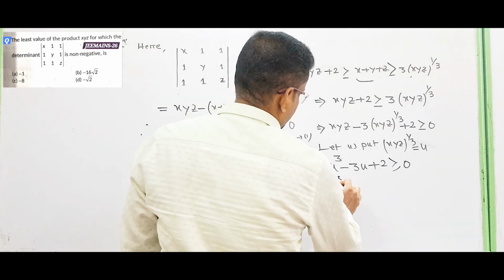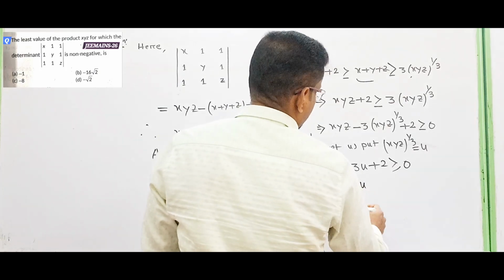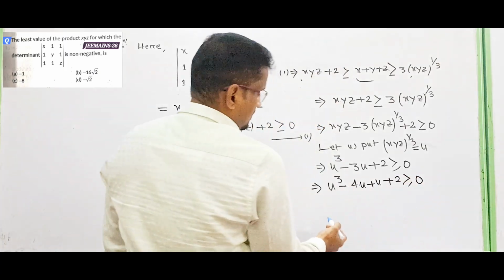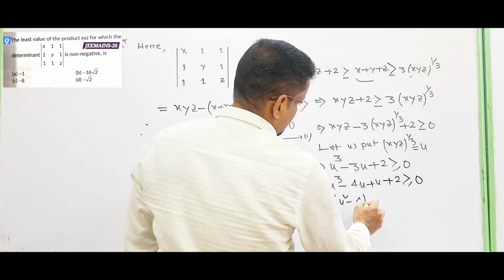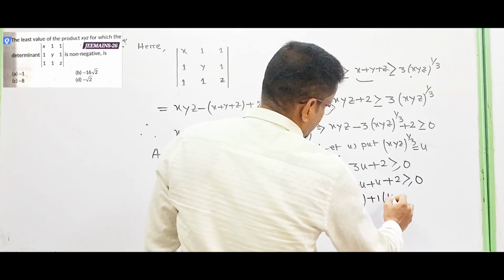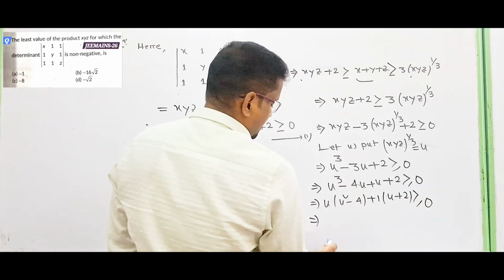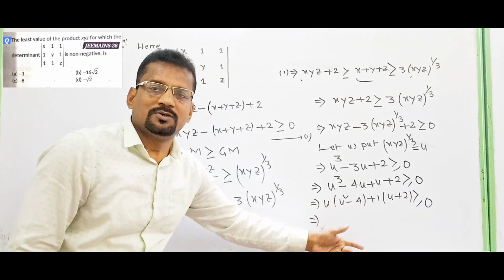Suppose u cube, let me write minus 4u plus u plus 2 greater or equal 0. Let's see what happens. So u common, u square minus 4 plus 1 common, u plus 2 greater or equal 0. So from here what you will get? U square minus 4 means u minus 2 into u plus 2.